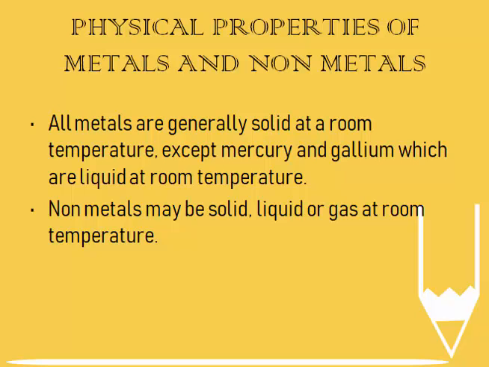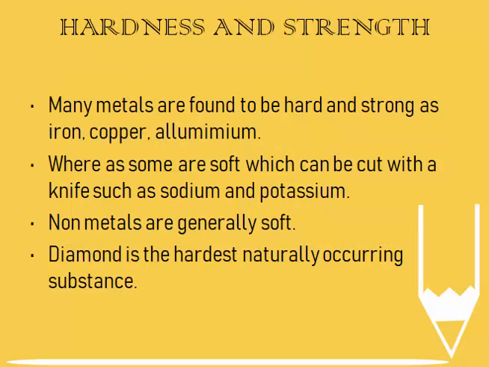Okay, next we'll see about the hardness and strength in metals as well as non-metals. Now many metals are found to be hard, such as iron, copper, aluminium, whereas some are soft. They can be cut with a knife, such as sodium and potassium. So most of the metals you will find that hard, but exceptions सारे याद रखना है, क्योंकि questions generally exceptions से ही बनते हैं. तो कौन से ऐसे metals हैं जो knife से cut हो सकते हैं? That is sodium and potassium.